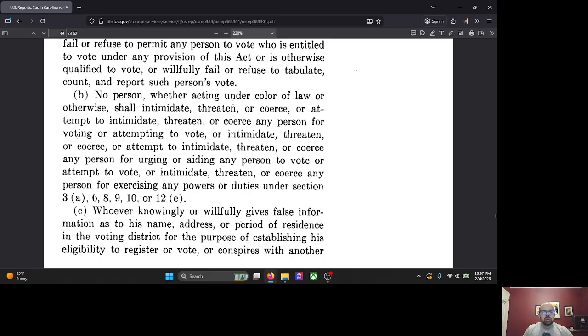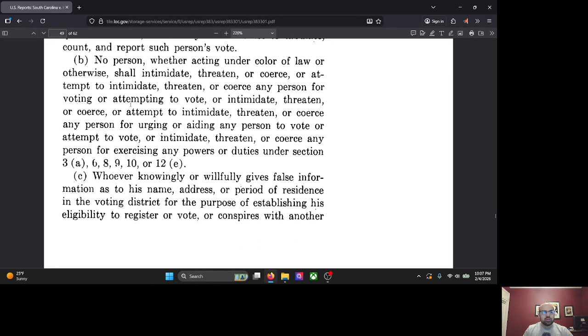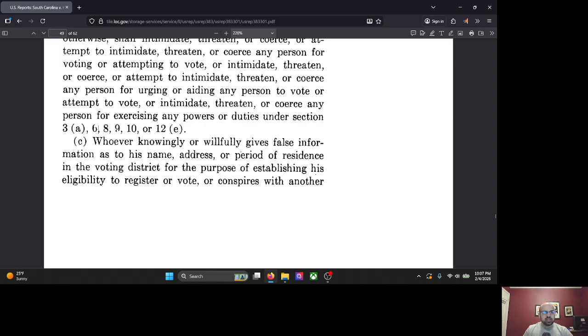B. No person, whether acting under color of law or otherwise, shall intimidate, threaten, or coerce, or attempt to intimidate, threaten, or coerce any person for voting, or attempting to vote, or intimidate, threaten, or coerce, or attempt to intimidate, threaten, or coerce any person for urging or aiding any person to vote or attempt to vote, or intimidate, threaten, or coerce any person for exercising any powers or duties under Section 3A, 6, 8, 9, 10, or 12e.